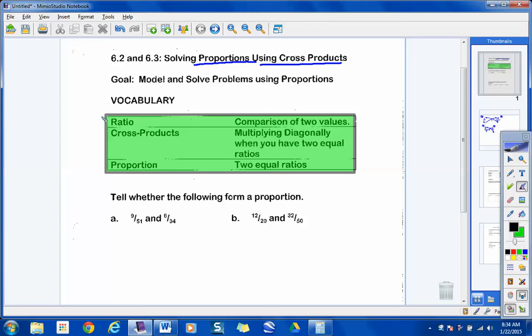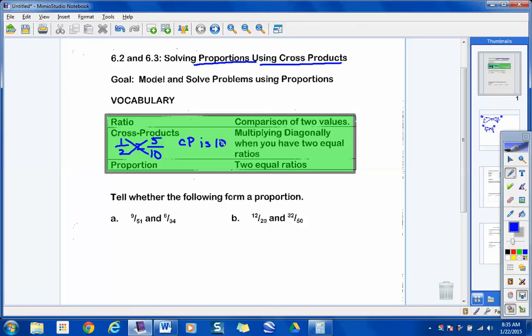Cross products. We already talked about what a cross product is. It says multiplying diagonally when you have two equal ratios. Maybe right in here you might want to write 1 over 2 equals 5 over what? 5 over 10. What are the cross products in that proportion? 5 times 2 would be what? 10. And 10 times 1 would be what? 10. So is it okay if I write down CP, standing for cross product, is what?